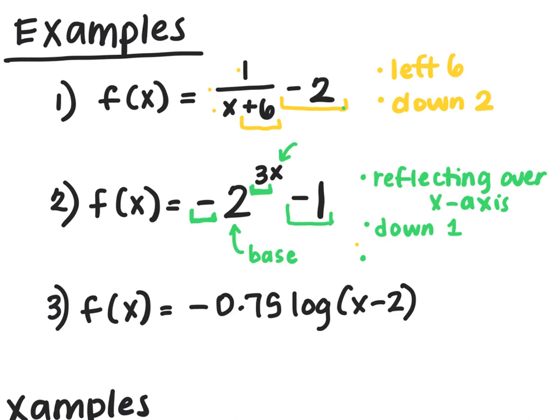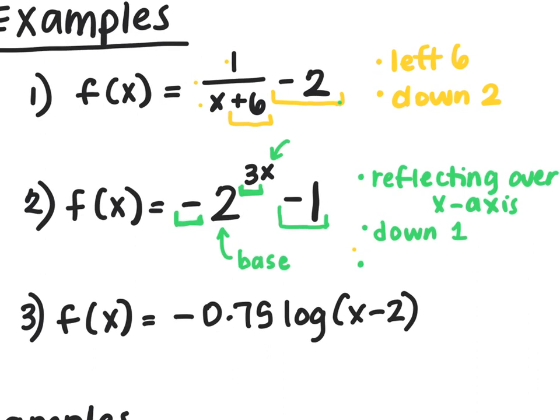All right, and then I see this 3. When I think about what that meant in my equation before, I know that's my magnitude. Since it's with my x, it's horizontal. And since it's a whole number, it is a horizontal compression.